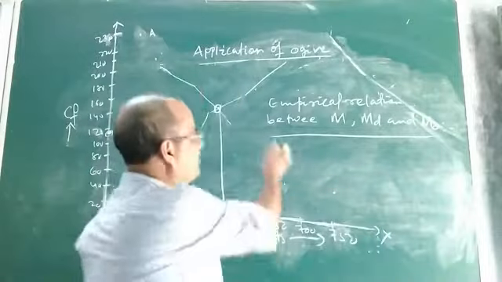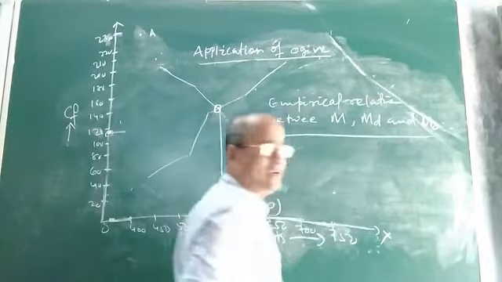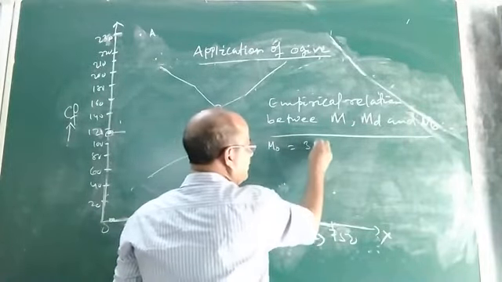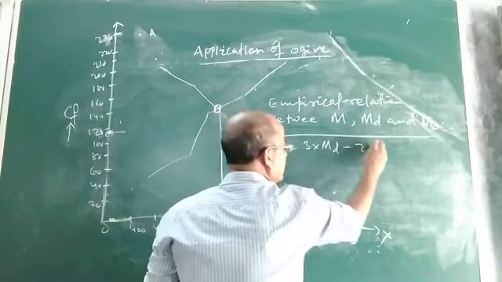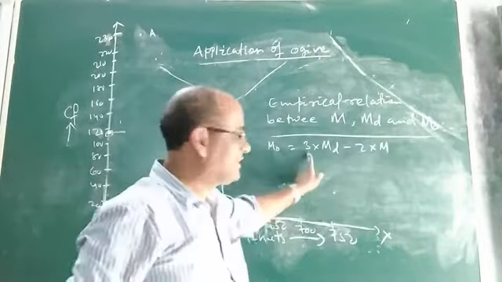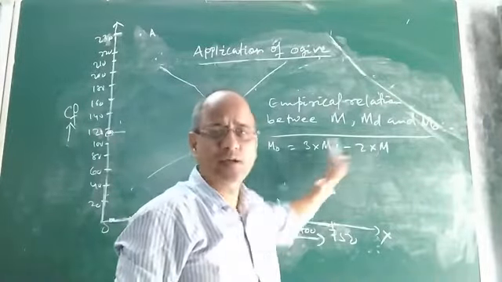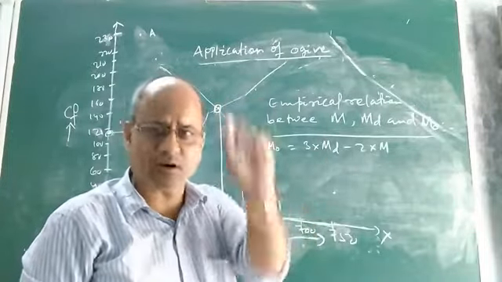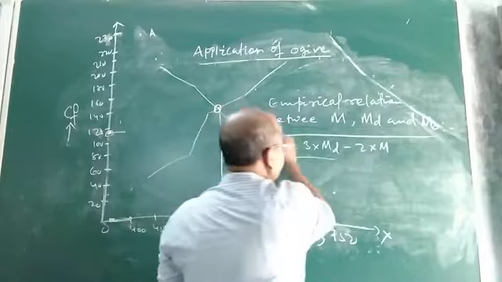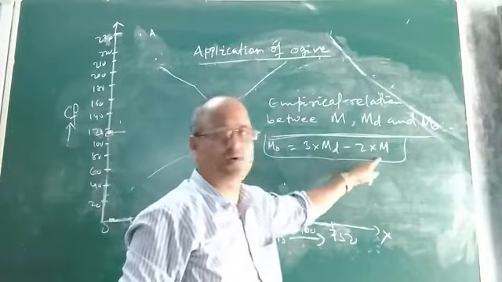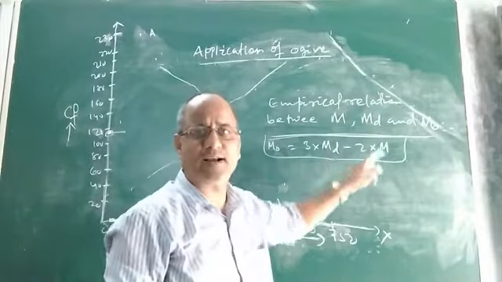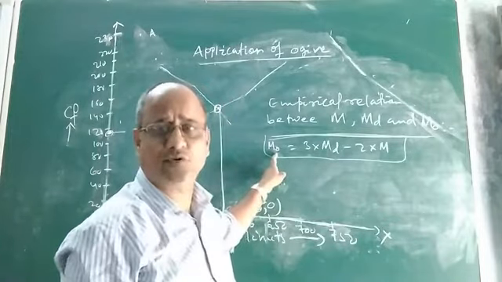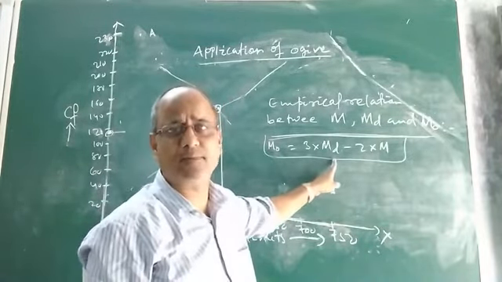The empirical relation between all the three measures of central tendency, that is mean, median and mode, is: mode equals 3 into median minus 2 into mean. That means 3 median minus 2 mean will always give you the mode of a given frequency distribution, whether it is discrete or continuous. If you are given the median and mean, you can instantly calculate the value of mode, provided you remember this formula.